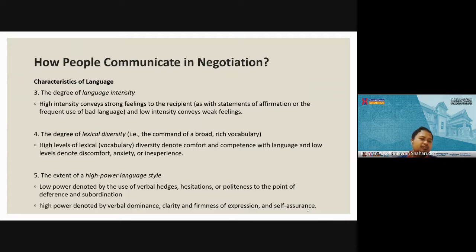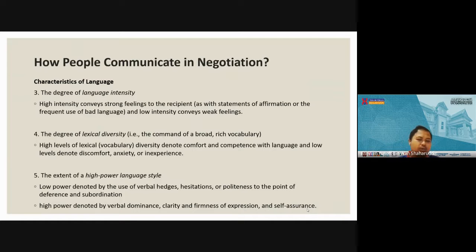And then the degree of lexical diversity, or the command of a broad, rich vocabulary, the words that you are using. If you have a high level of vocabulary, it will denote comfort and competence with language. It will show that you are very comfortable with your language. However, a low level of vocabulary denotes that you might be having discomfort or anxiety, or that you are inexperienced in using that particular language.